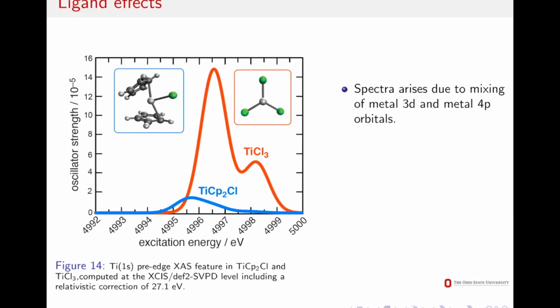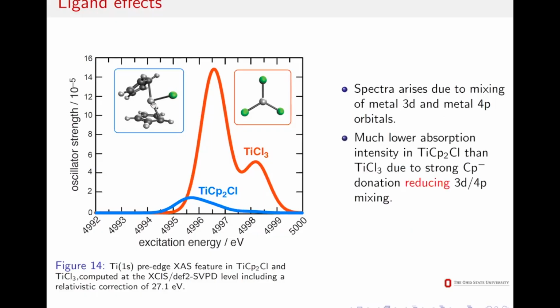Lastly, another example, to see the ligand effects. Here we computed spectra for titanium chloride and the titanium cyclopentadienyl complexes. In TiCl3, it's a d1 system. When you try to excite an electron, it will go from 1s to 3d, but that selection rule is forbidden. But we are getting a spectrum in titanium chloride because the 3d orbitals of titanium are actually mixed with the 4p orbitals, so the 3d orbital gets a 4p kind of environment. So this spectrum is coming due to the mixing of the 3d and the metal 4p orbitals.